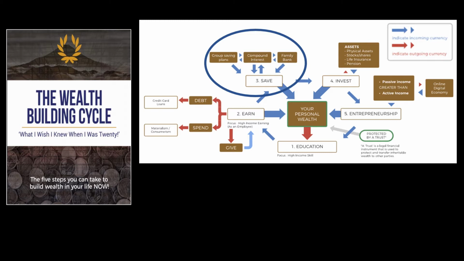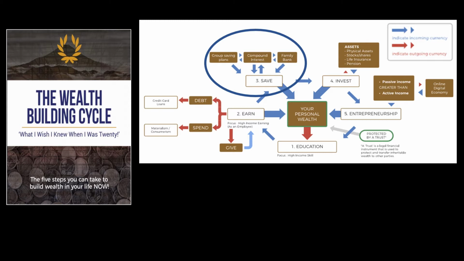But in that book, I talk about the wealth building cycle and the 5 steps to building wealth. As you can see on the matrix there, that is a model or visualization of the wealth building cycle. It starts with step number 1, which is education, which feeds into step 2, which is earn, step 3, which is save, step 4, which is invest, and step 5, which is entrepreneurship.